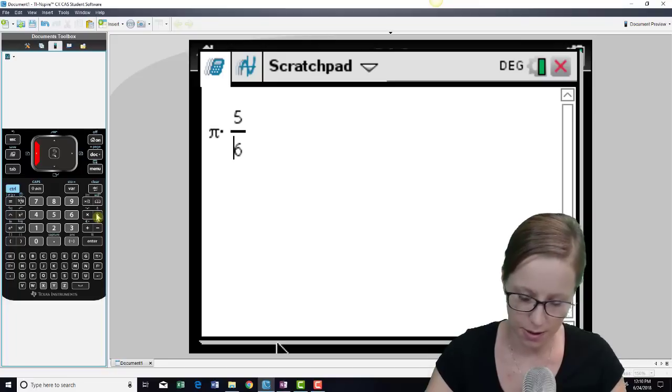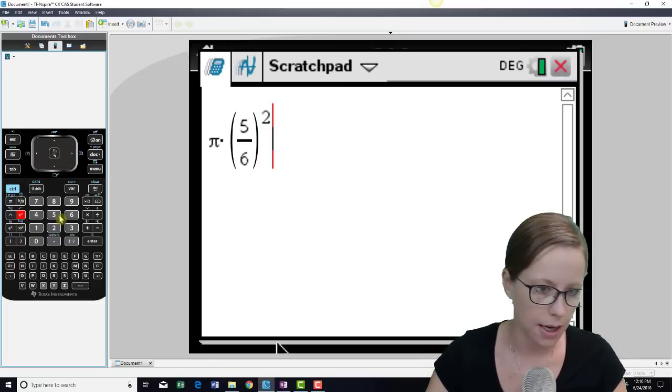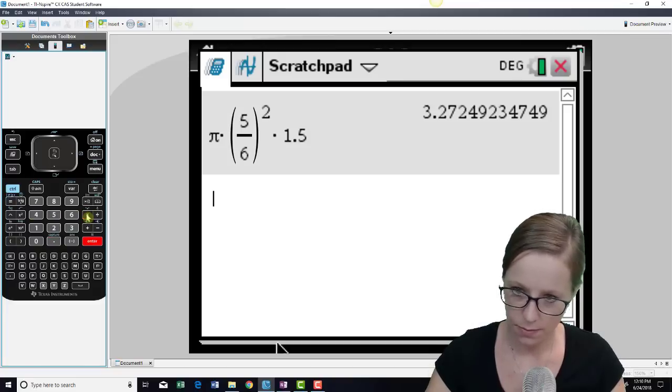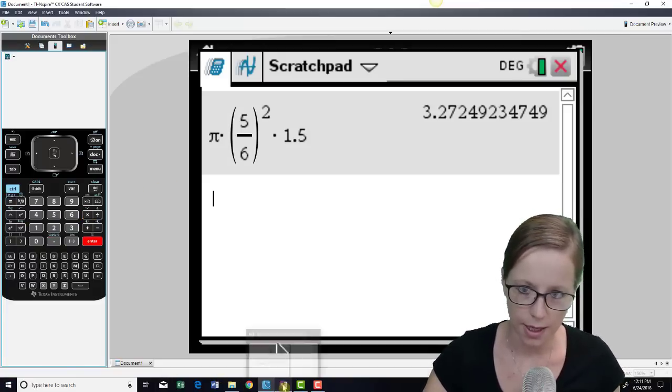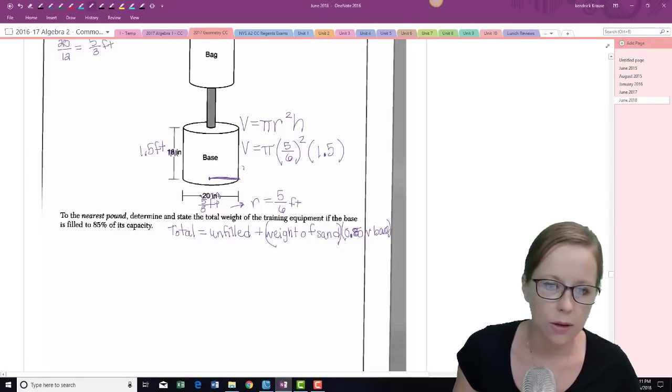Dang it, I forgot my parentheses. Use parentheses, they're fabulous. Squared times the height, which is 1.5. Okay, there's your volume. Let's write that down, 3.27.